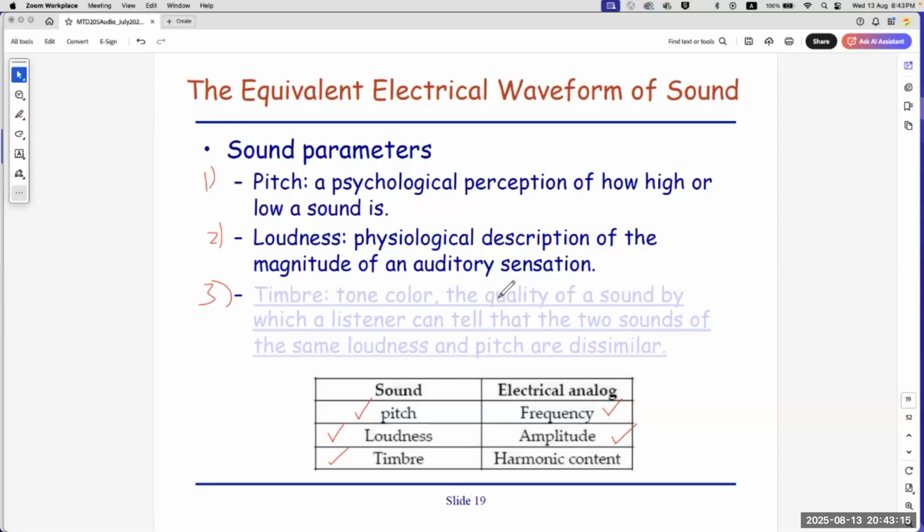Timbre, as the name implies, is the quality of sound by which a listener can differentiate two sounds of the same loudness but different pitch, which means two frequencies.